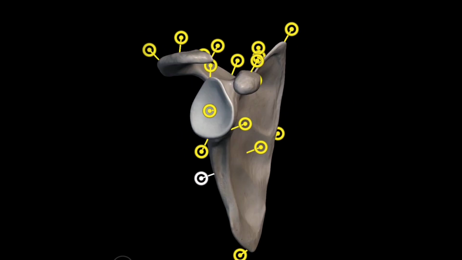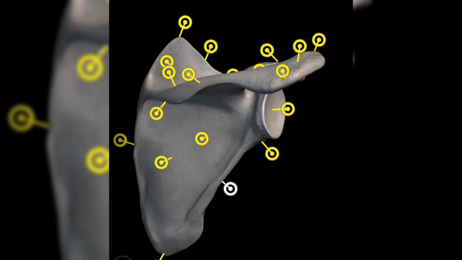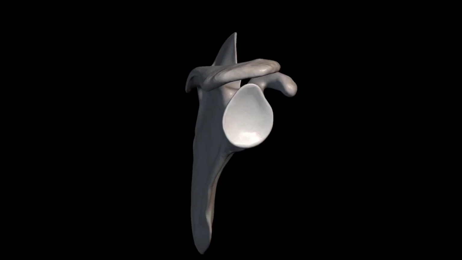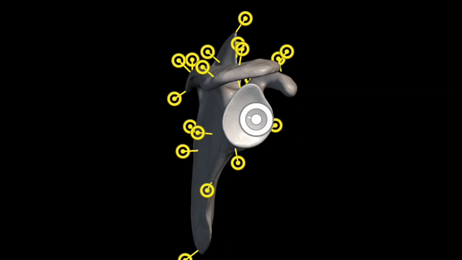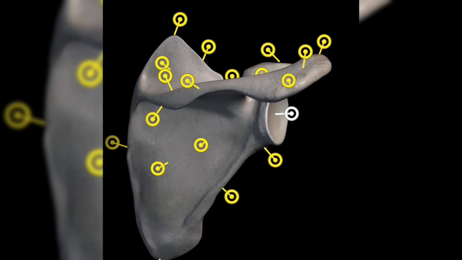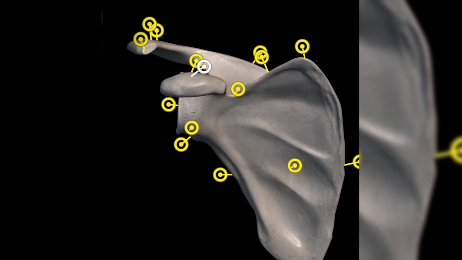The dorsal surface presents a shelf-like projection on its upper part called spinous process. The lateral angle is truncated to form an articular surface, the glenoid cavity. The lateral angle is thickened and called head of the scapula, which is connected to the plate-like body by an inconspicuous neck. There are 3 processes, that is spinous process, acromion process and coracoid process.